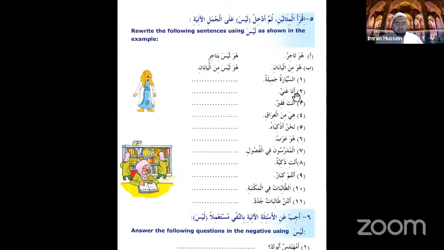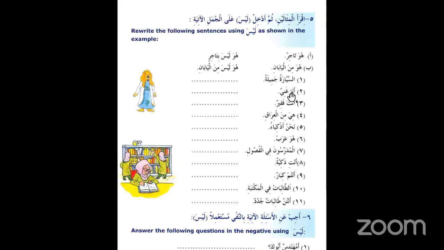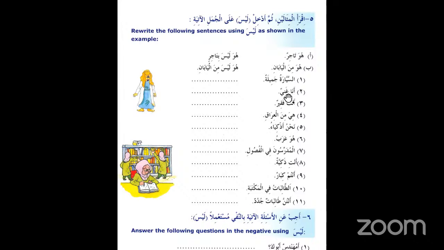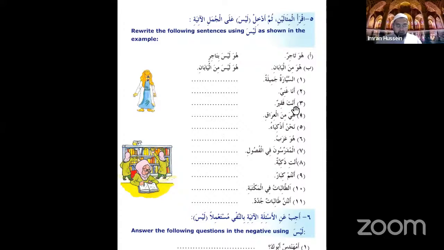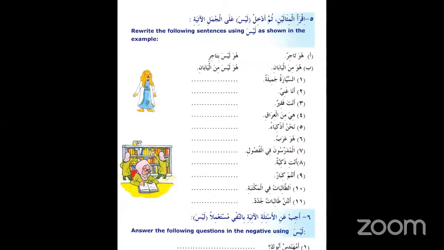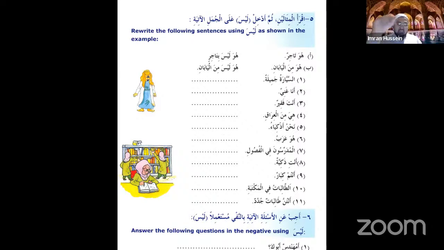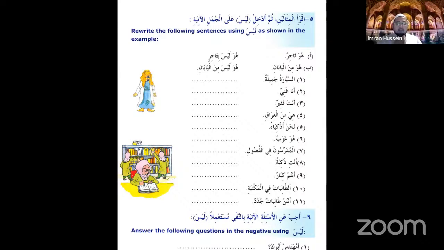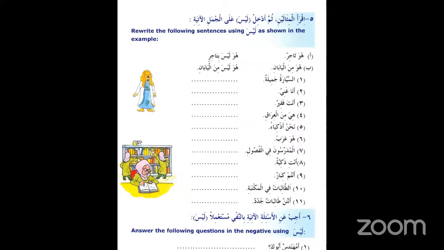Next one. Ana ghaniyun. So it will become lasna... no, ghani. In this one, ana ghaniyun, put ana first, then ana lastu ghaniyan. Yes, lastu ghaniyan. Then number 3: anta faqirun. So it will become lasta. Add anta first, then put lasta in the middle. Anta lasta faqiran. Excellent.